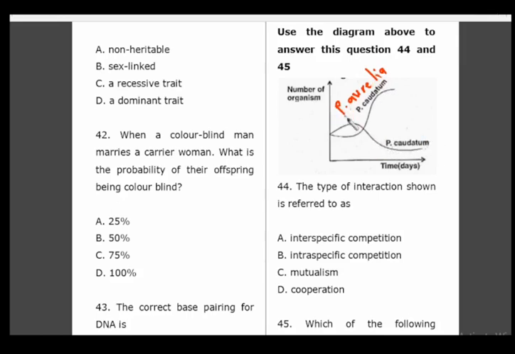Now, they are organisms of the same genus, but not organisms of the same species. So since they are not organisms of the same species in this particular one now, it is going to be interspecific competition. Interspecific competition, because they are organisms of different species. I just have to say that.